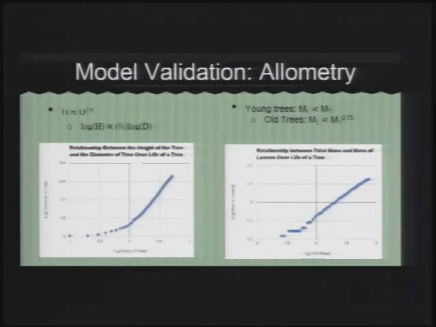So next we looked at these two. The one on the left states that the height is proportional to the diameter to the 2/3, and the one on the right states that in younger trees, the mass of the leaves is proportional to the total mass, but in older trees, the mass of the leaves is proportional to the total mass of the 0.75. And using an exponential transformation, this should give us a roughly linear relationship. And you can see in the graphs that after the first 10 years, when our tree has not reached reproductive maturity yet, that it is roughly linear afterwards.